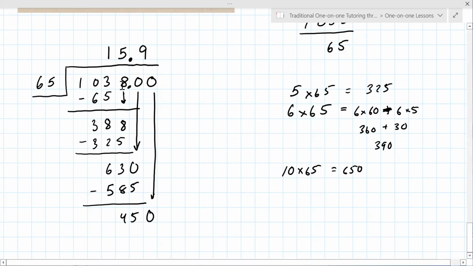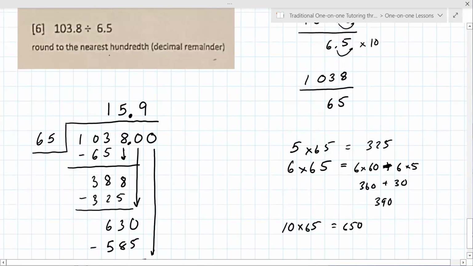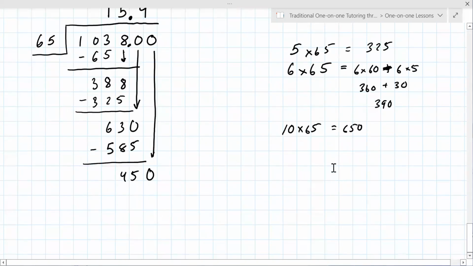So again, you might be wondering, how many places do we have? It says nearest 100th. That's 2 decimal places. I'm guessing it is probably 7. It is for sure 7, because 7 times 65 is 455. Well, I'm sorry, 7 is too big, so you have to go back to the 6. So it's 6 up here.